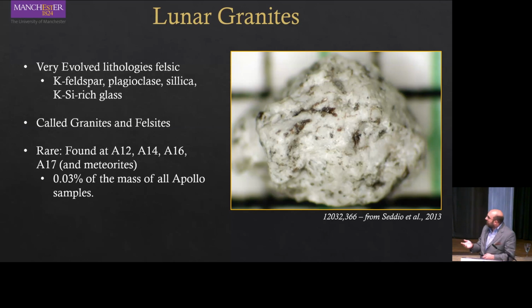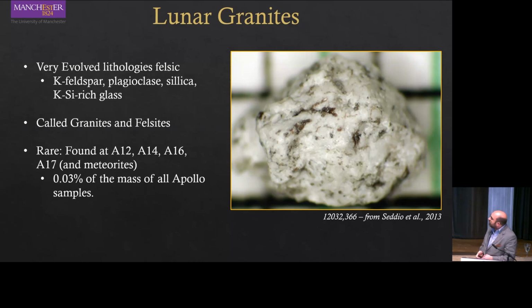But you might have seen in the literature these things called felsites. Sometimes they're called granites. A couple of the fragments that we saw from Bree's Calcalong Creek meteorite earlier are known as granophyres, which reflects a particular textural type. So there's a bit of interchangeability, but effectively when I'm saying granites, I'm talking about very evolved silicic pockets of melt. But they're rare. They're found at a handful of Apollo landing sites and within lunar meteorites.